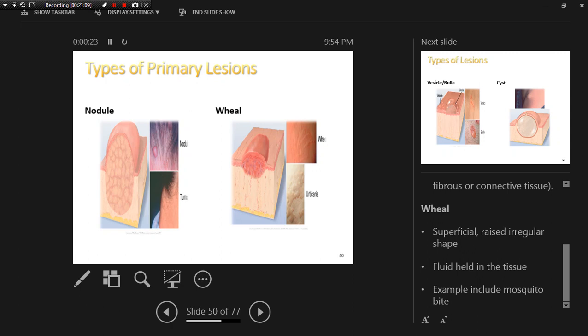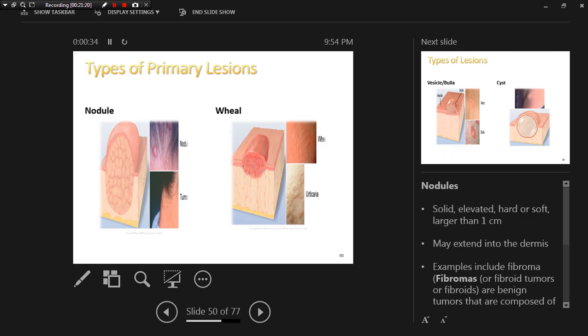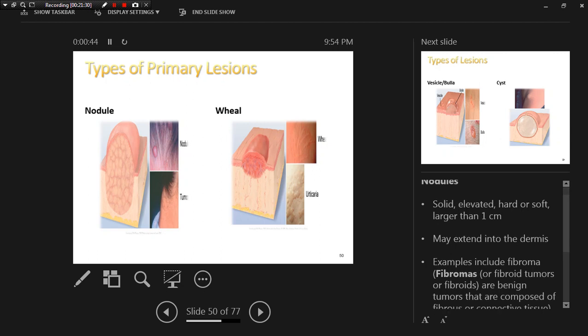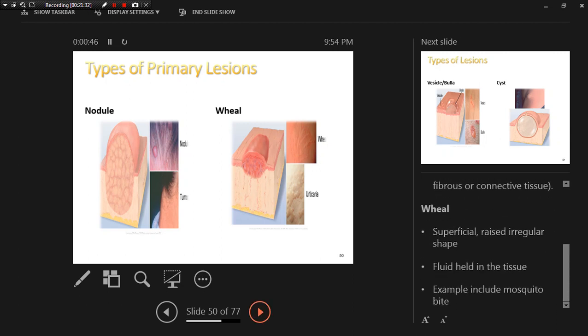And now a wheal, we think of there's fluid, and we usually think of mosquito bites. Sometimes we think of wheals when somebody has had an injection with a TB, tuberculosis, check to see if people have been exposed to anybody with tuberculosis. We refer to those as wheals because we actually create a little fluid under the skin to check to see if there's a reaction.